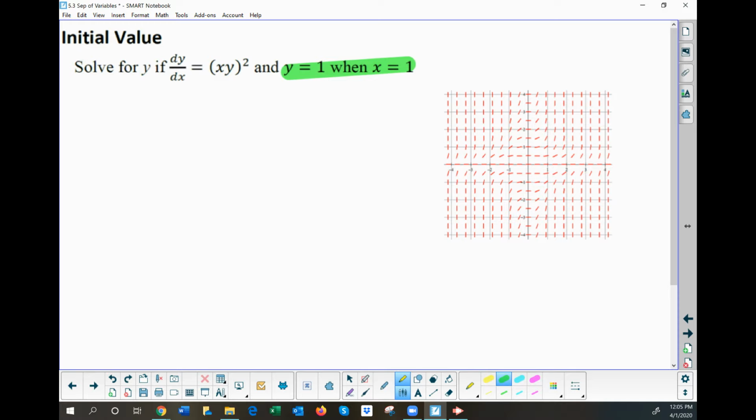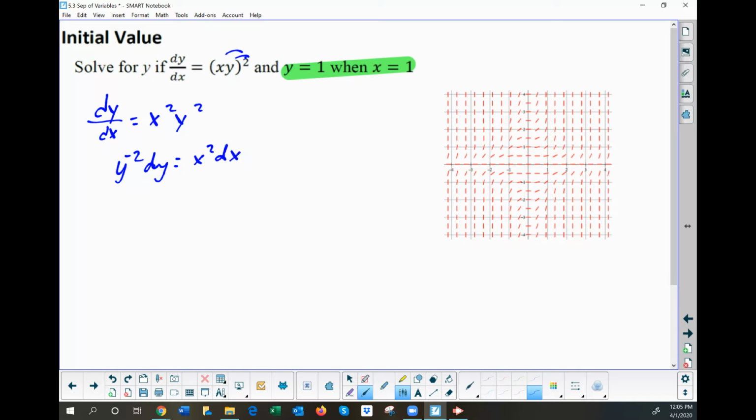All right, so we want to separate our variables, step number 1. Looking at this one, I should distribute that 2 through. So I'm going to say dy/dx is equal to x squared y squared as my first step. Now let's separate variables. That would come over as a 1 over y squared. I'm going to write that as y to the negative 2 dy equals x squared dx.